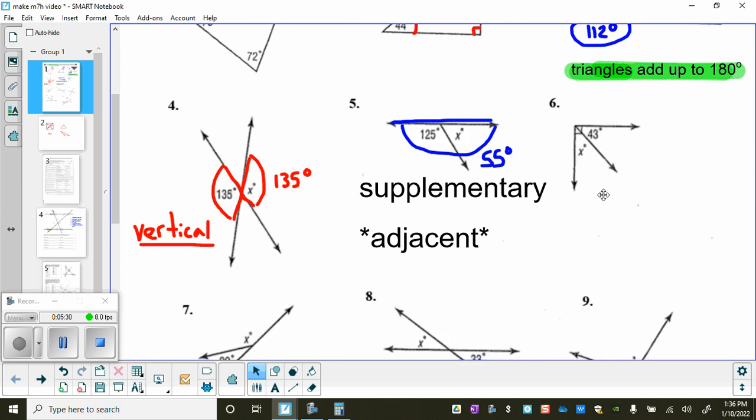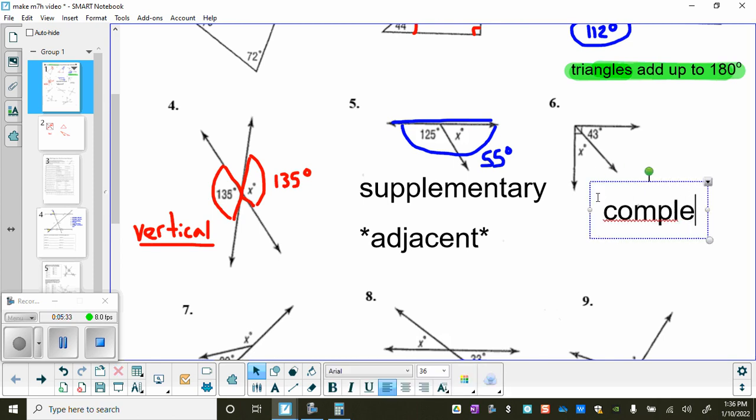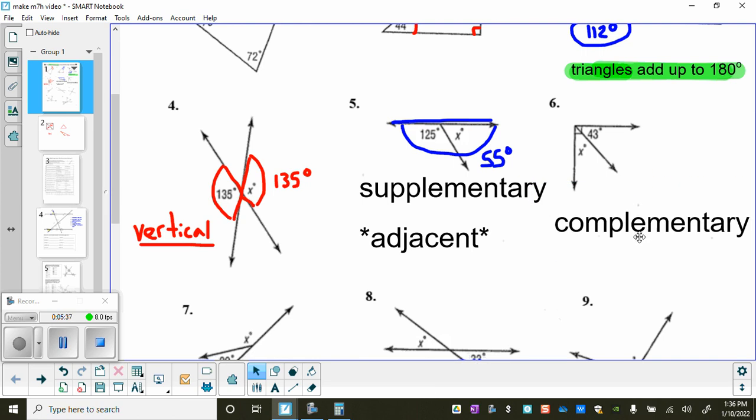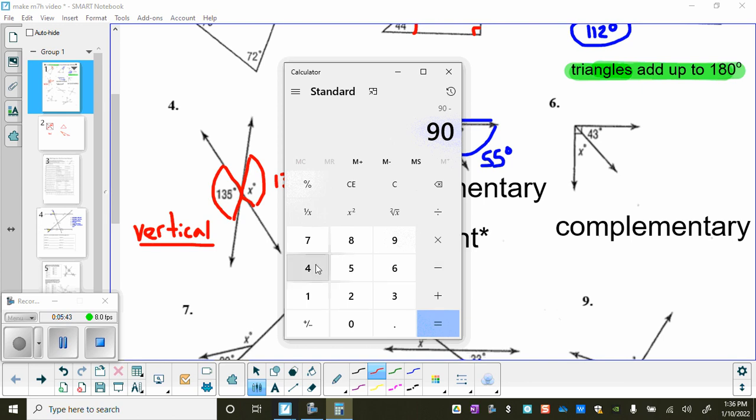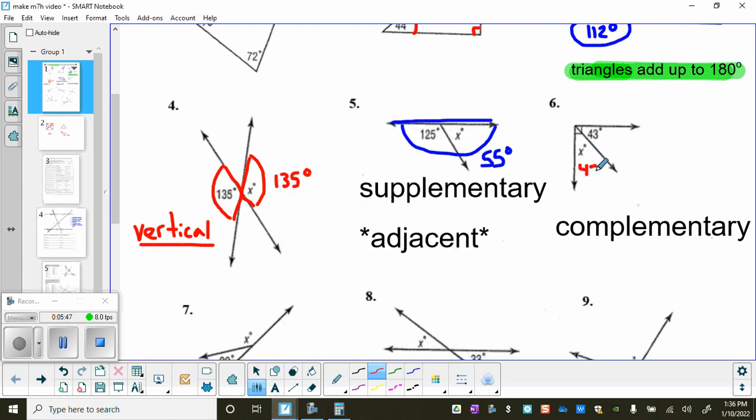Now to make the right angle, that's when we have complementary angles. So that's how we justify it, the definition of complementary. By definition, complementary angles add up to 90. So I'm going to take 90 and subtract the 43 angle that I have, and that means this should be a 47 degree angle, 47.